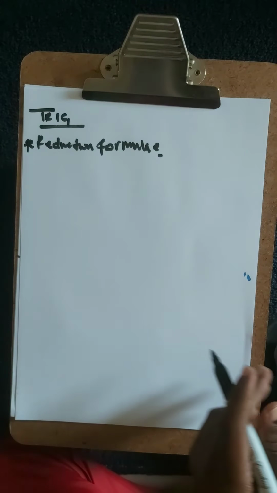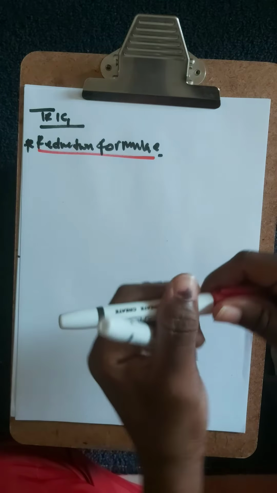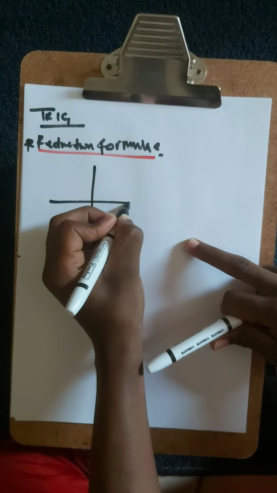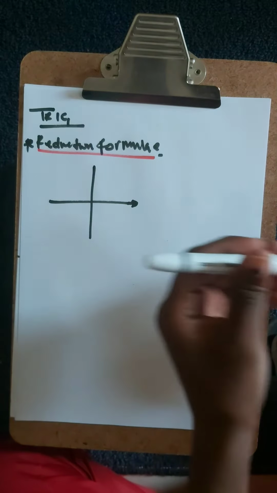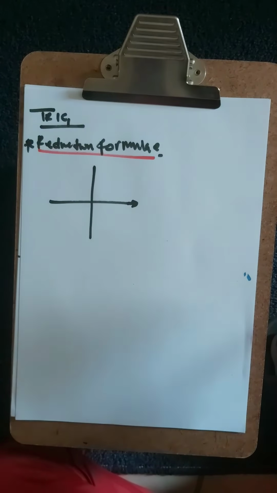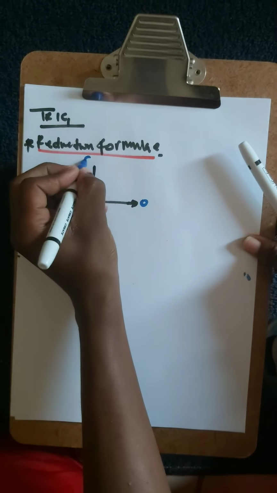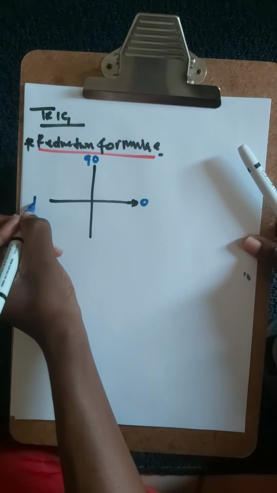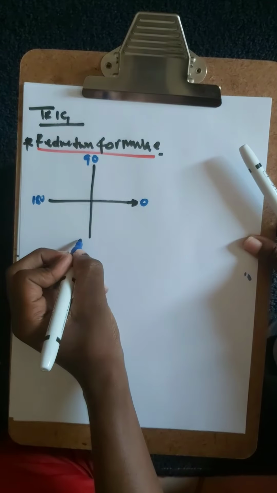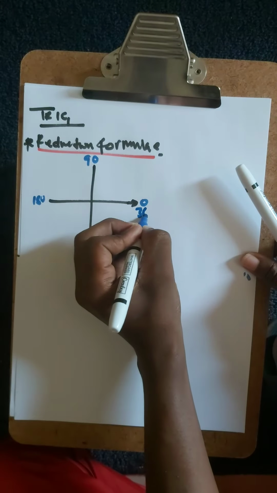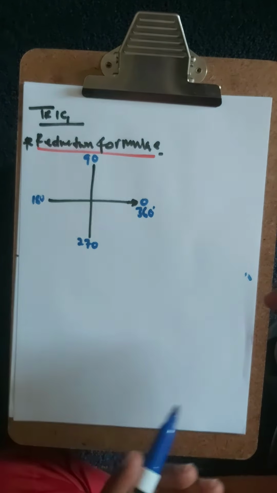Okay, so for you to understand the reduction formula, we need to understand the Cartesian plane. So I'm going to draw our Cartesian plane. Let me take a different marker. So we have our 0 degrees, we have our 90 degrees, we have 180 degrees, and then we have 270 degrees, and then we have 360 degrees to complete a full circle.